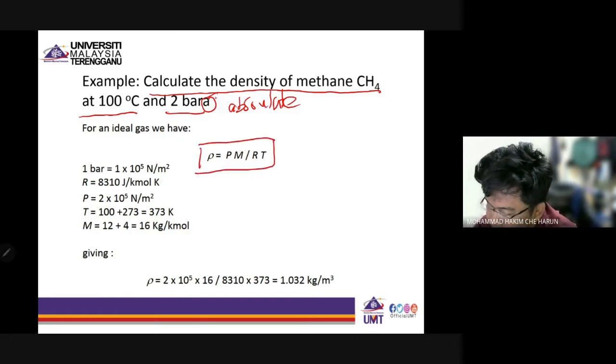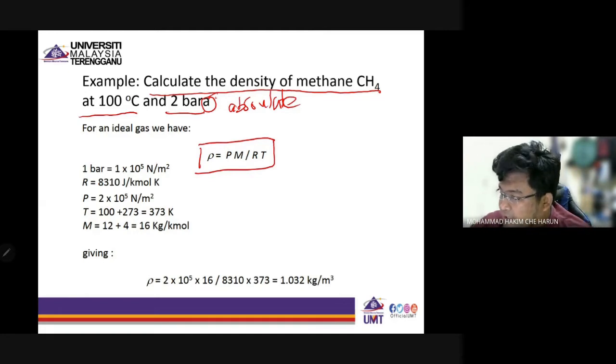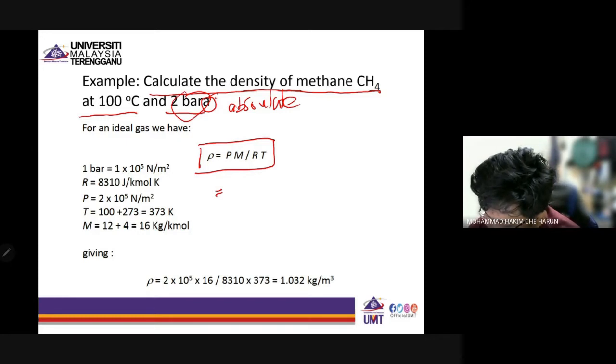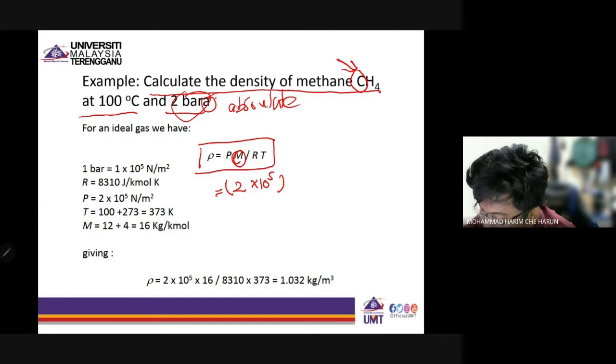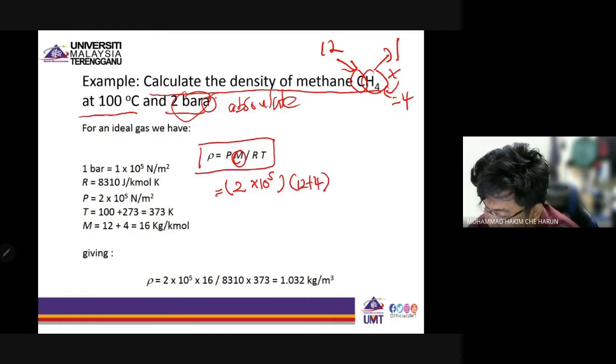To find the density, this is the equation of the ideal gas. So P, we know the pressure is 2 bar. But bear in mind the unit. A bar is equal to 10 to the power of 5 Newton per meter square, or Pascal, so 2 times 10 to the power of 5. And M here is the molecular weight of methane. The molecular weight of carbon is 12, and of hydrogen is 1, but times 4. So 12 plus 4 equal to 16.